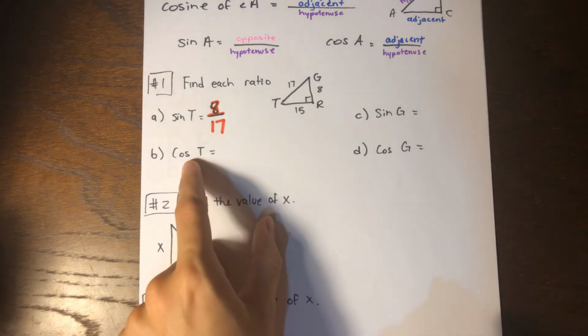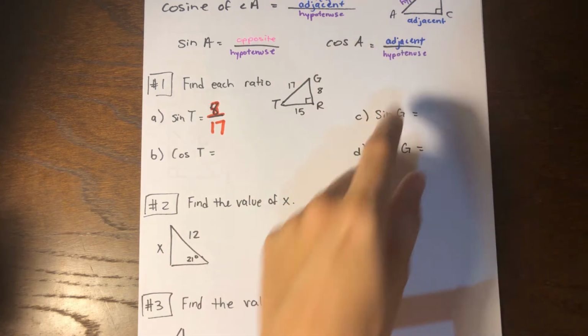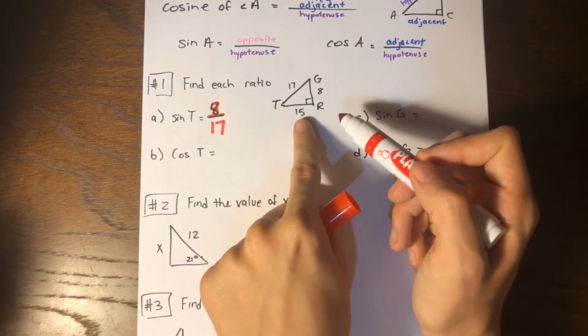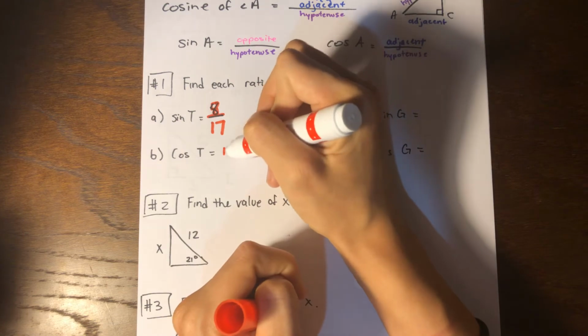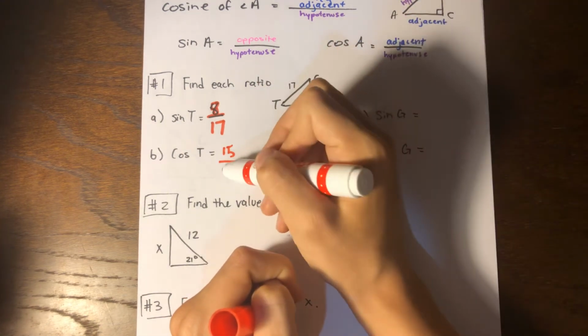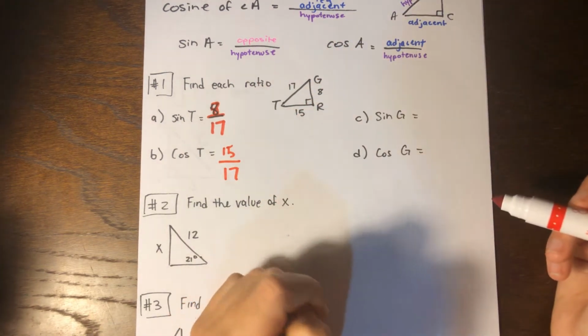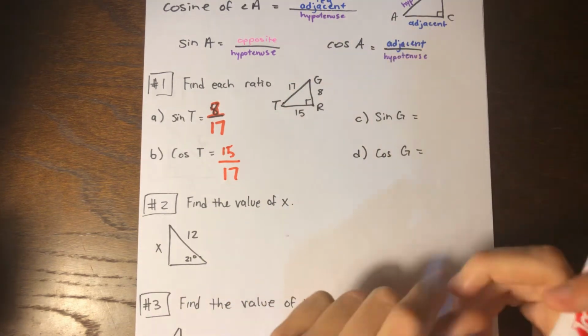Okay, let's go to B. Cosine of t. Cosine is adjacent over hypotenuse. So cosine of t, the adjacent would be 15 over the hypotenuse, which is 17. Hypotenuse is always the long diagonal.